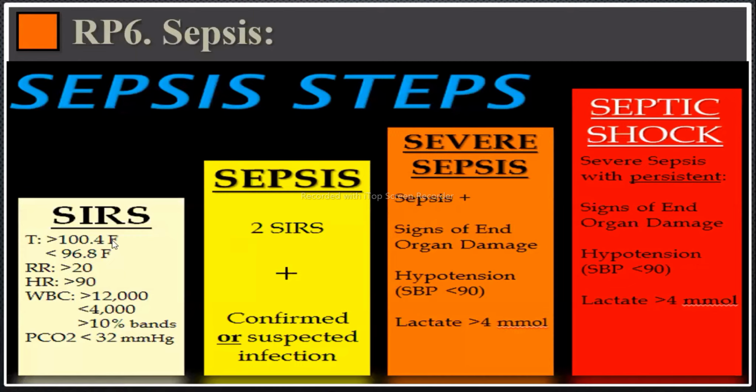Regarding SIRS, we discussed already. Sepsis here means SIRS plus suspected or confirmed infection, for example UTI or pneumonia or anything. So we call it sepsis. If you find sepsis and any sign of end-organ damage, for example the patient has impaired liver or kidney function, it's severe sepsis. Or maybe hypotension, or lactate more than 4, it's severe sepsis. Septic shock means persistent hypotension: you give fluid and it's still persistent, it's called septic shock.